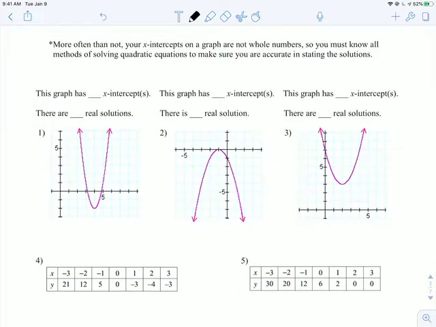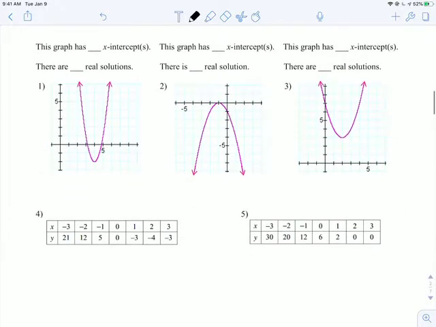More often than not, your x-intercepts on a graph are not whole numbers, so you must know all methods. This is really important. You must know all methods for solving quadratic equations to make sure that you are accurate in stating the solutions. So graphing is not a real good method when your solutions are not whole numbers.